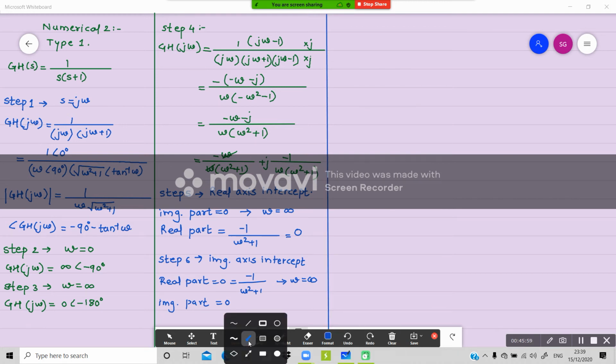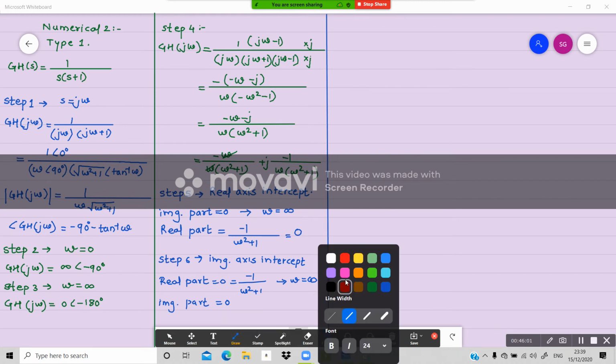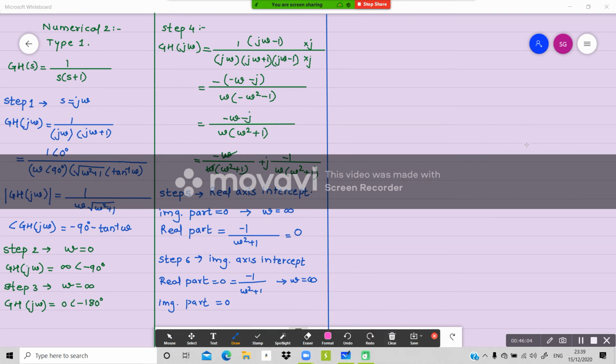Okay, now see whatever data we got, from that we want to draw the plot. I am going to draw the plot approximately, correct? Let me draw it and then I'll explain you. I'll draw it over here only, otherwise I'll draw on this side. Listen carefully.